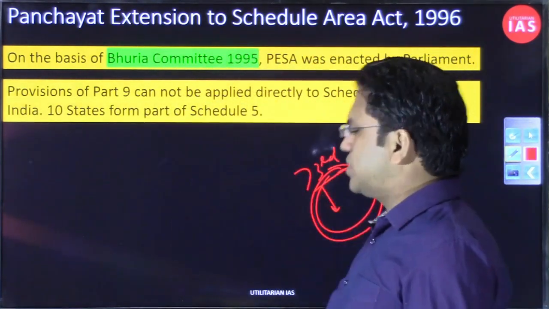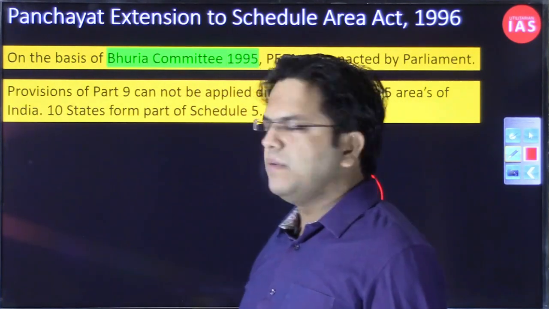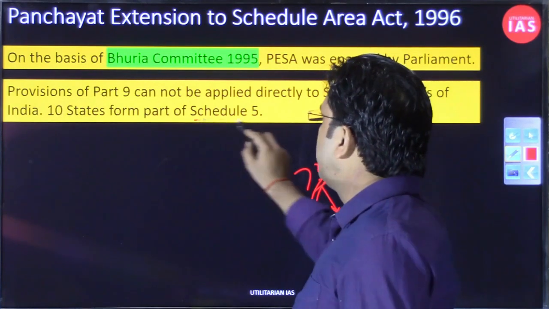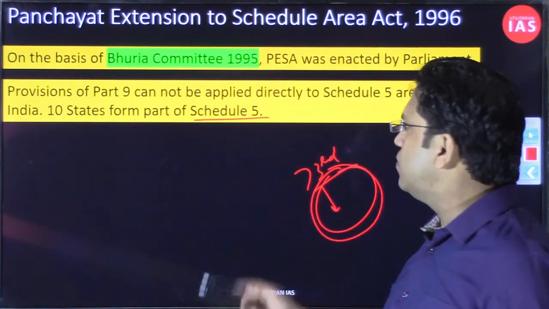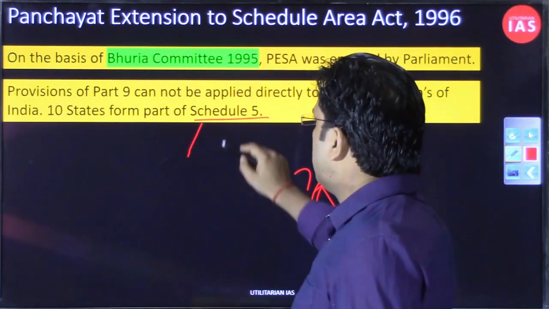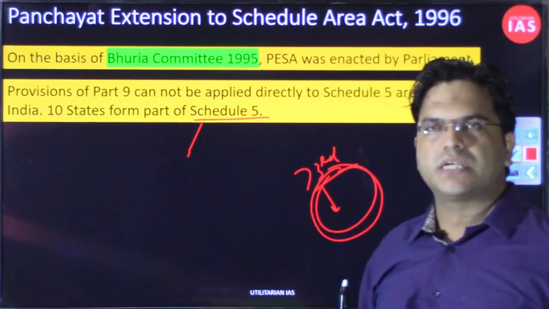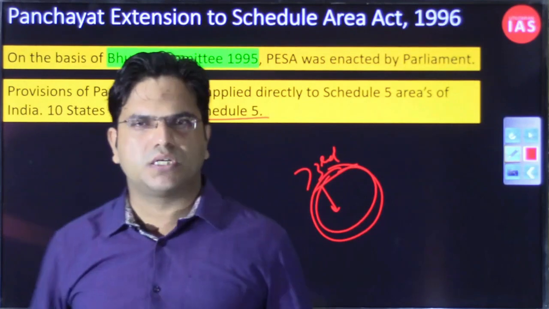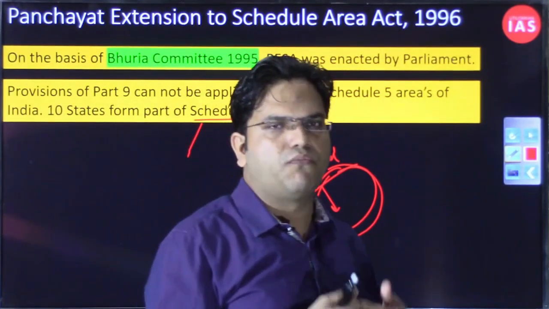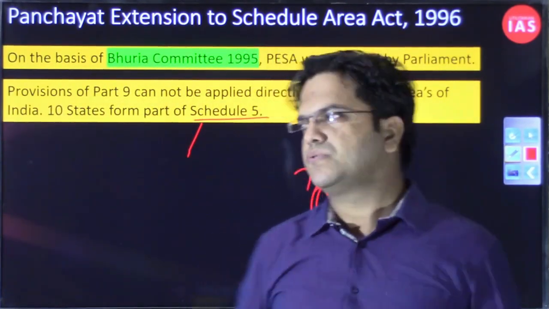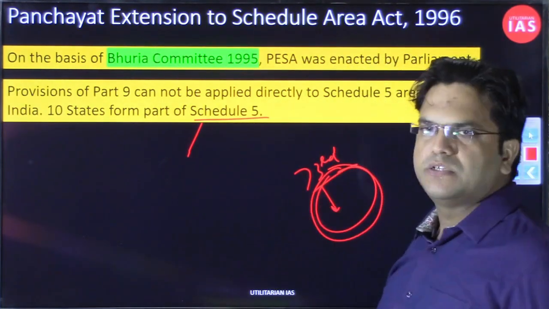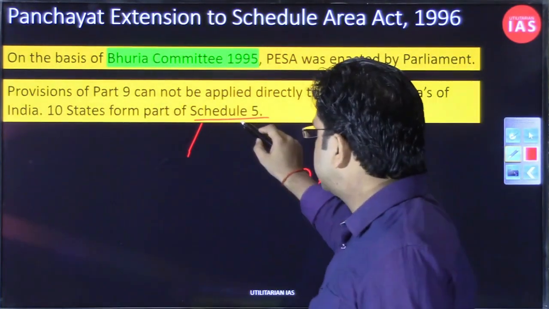And this extension, the provisions of this PESA Act will be applied to the Scheduled 5 area. What is this Schedule 5 area? We'll have to understand. Although we do have a separate chapter on Schedule 5 and Schedule 6, covering the difference between them, why Schedule 5 was created in the Indian Constitution, and what its scope is, for the purpose of this chapter let us have a brief understanding.